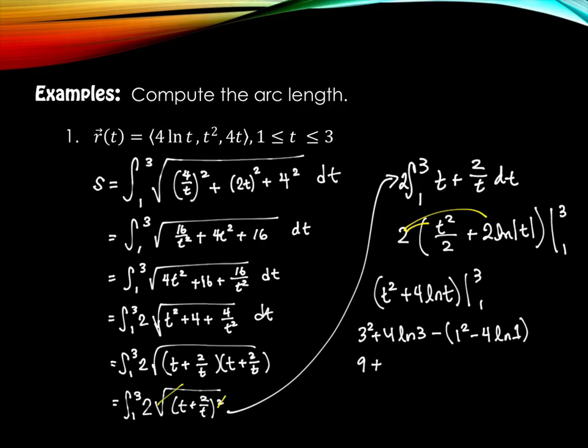So I have 9 plus, you can write this as 4 natural log of 3. You could write it as natural log of 3 to the 4th if you wanted. I'm just going to leave mine as is. My 1 is fine. What's the natural log of 1? It's 0. So this piece still just disappears completely. So we would have 8 plus 4 natural log 3, or if you prefer, this would be 8 plus the natural log of 81.